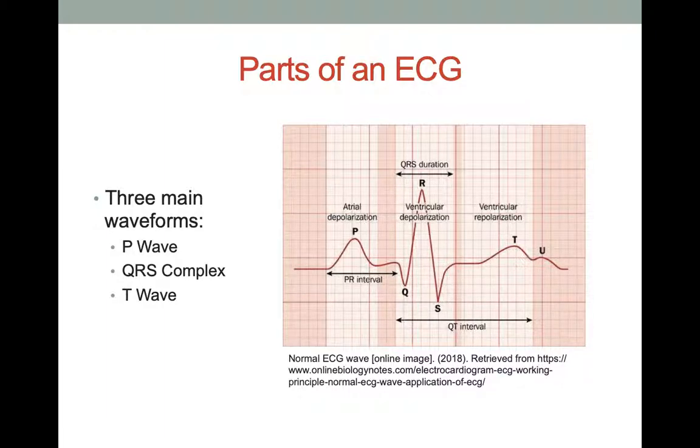And finally, we have our T wave here at the end. The T wave represents our ventricular repolarization. So we get all those parts that we need there. On a normal EKG, these are what I'm looking for, these three main waveforms.